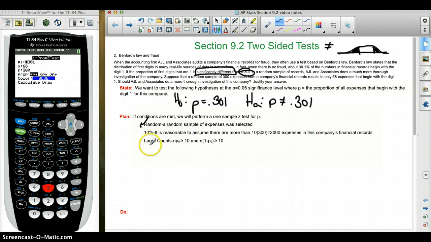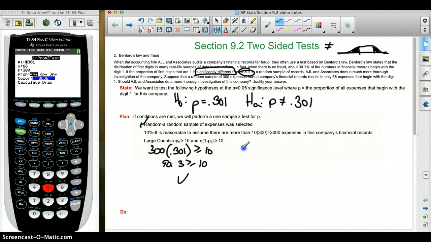And then we also have to do large counts. So remember, large counts is n times the null parameter is greater than or equal to 10. So remember, n equals 300. Your null parameter you get from your null hypothesis, which here is 0.301 and is greater than or equal to 10. You solve the left side, so you get 90.3 is greater than or equal to 10, which is true.